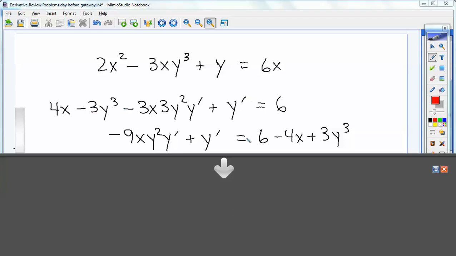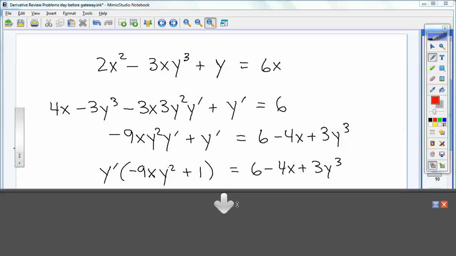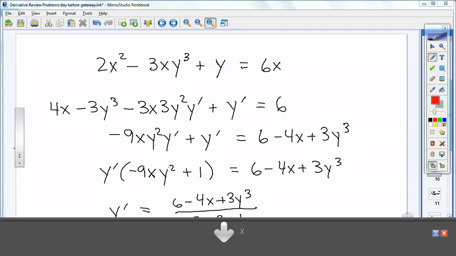Then I'm going to move those other two over. A lot of times we have a 0 over here because a lot of times this is just a 6 or something. So a lot of times there's a 0 over here, but not this time. Okay? So I move those over. Now I'm going to take out a y prime. And then I'm going to divide.